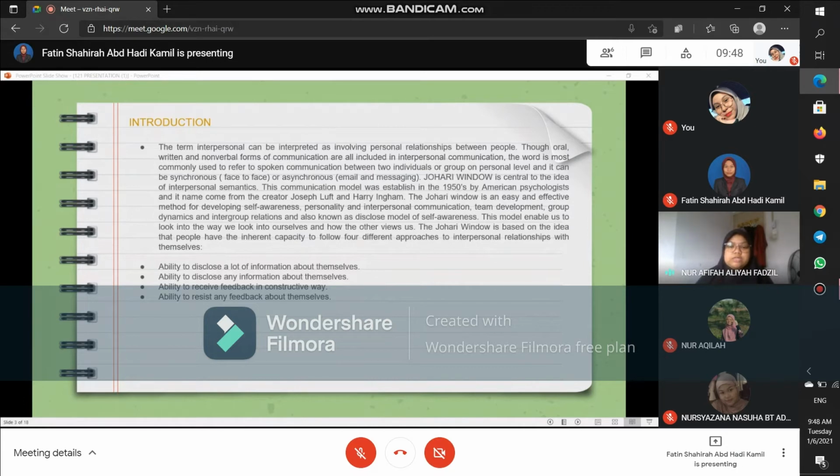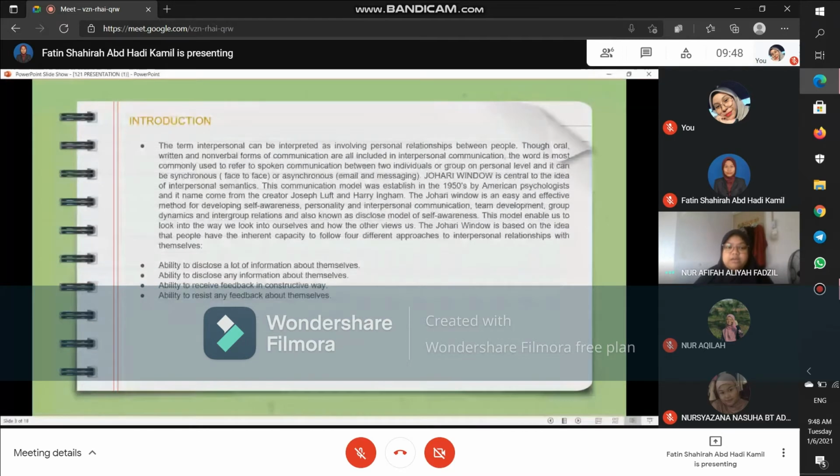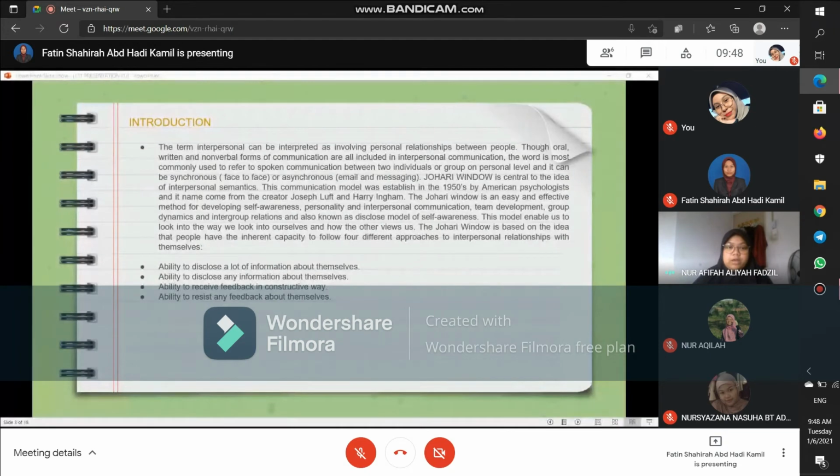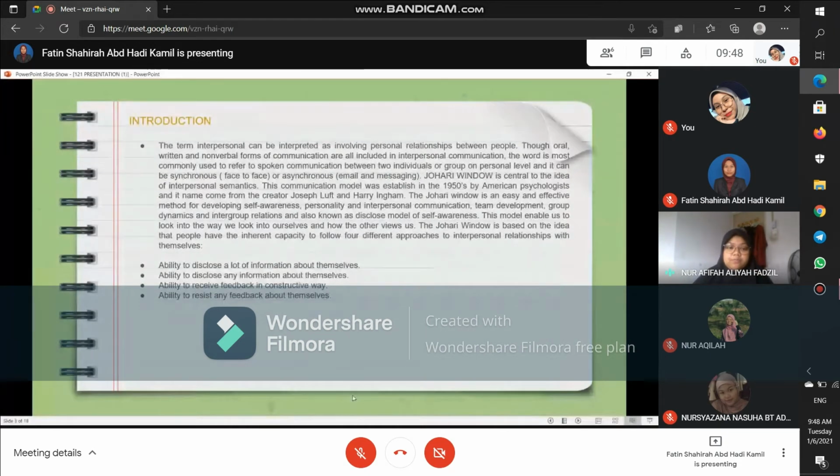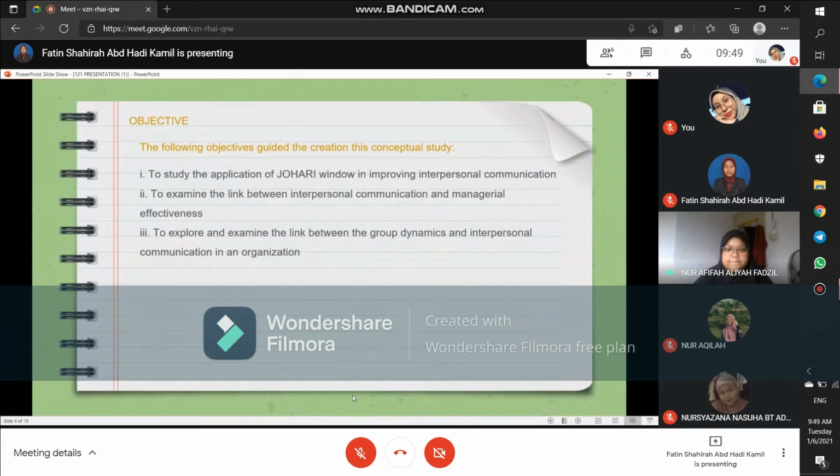The Johari window is based on the idea that people have the inherent capacity to follow four different approaches to interpersonal relationship with themselves. The first one is the ability to disclose a lot of information about themselves. The second one, the ability to disclose any information about themselves. The third one, the ability to receive feedback in a constructive way. And the last one, the fourth, the ability to receive any feedback about themselves.